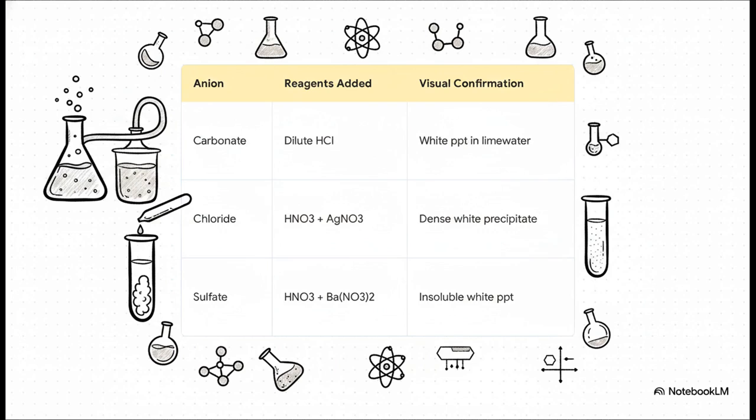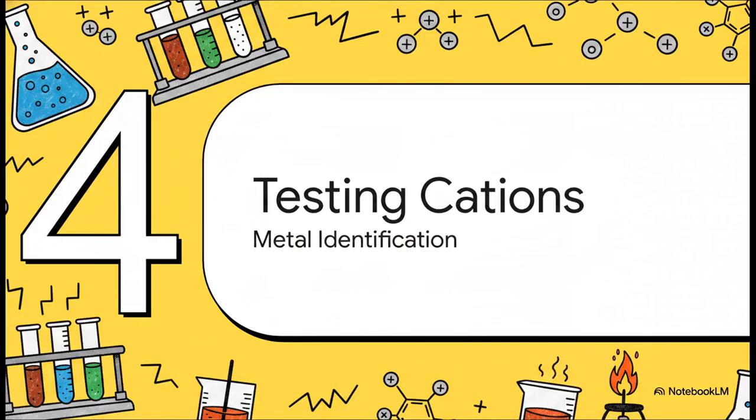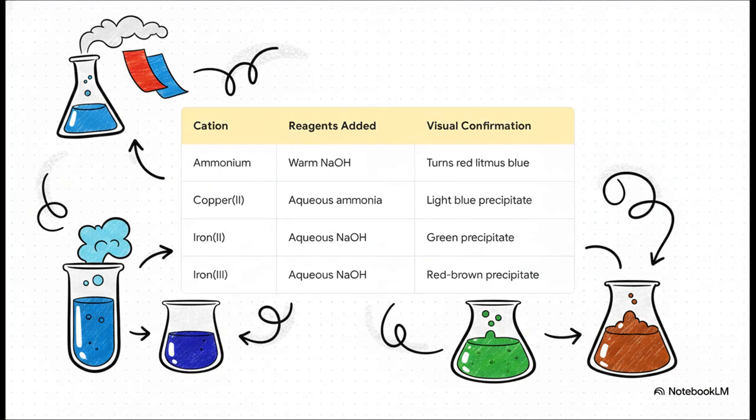And this isn't just theory, by the way. Whether you're testing municipal water purity or running a forensic analysis, these are the exact methods used to reveal precisely what's hiding in the water. And finally, Section 4, Testing Cations. Let's complete our profile here by focusing on identifying the positively charged metals. The visual outputs here are just fantastic. When testing for cations, it is all about the colors.